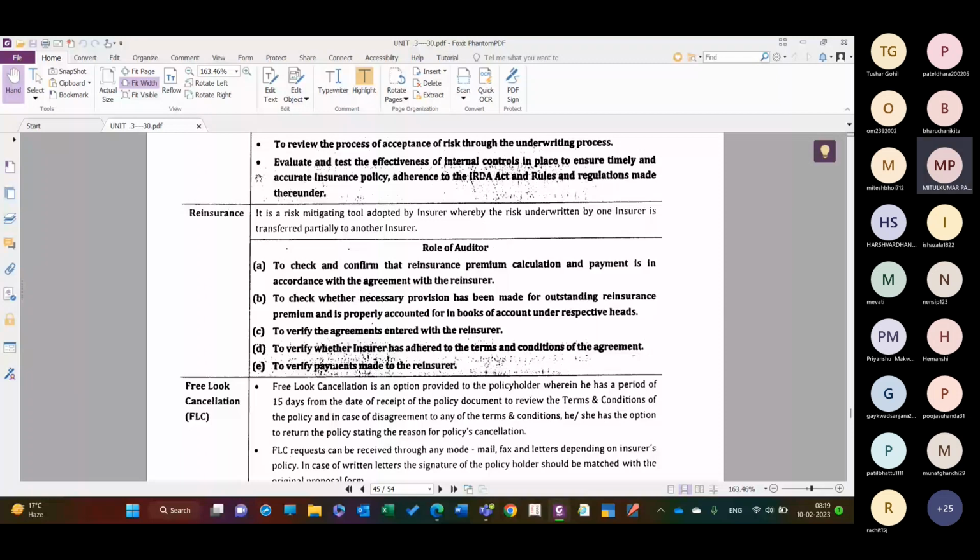Role of the auditor: to check and confirm that the reinsurance premium calculation and payment is in accordance with the agreement with the reinsurer. So there is an agreement between the two, and it should be as per that agreement. To check whether the necessary provisions have been made for the outstanding reinsurance premium and is properly accounted for in the books of accounts under the respective heads.